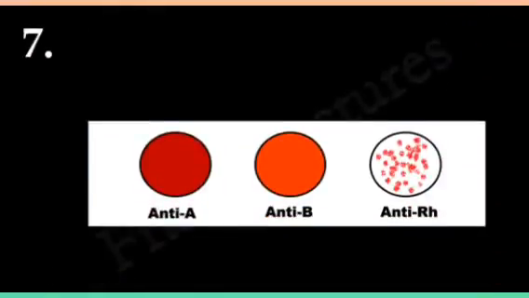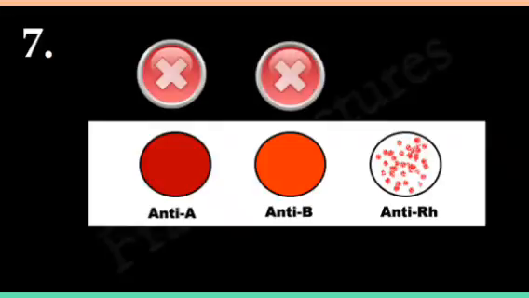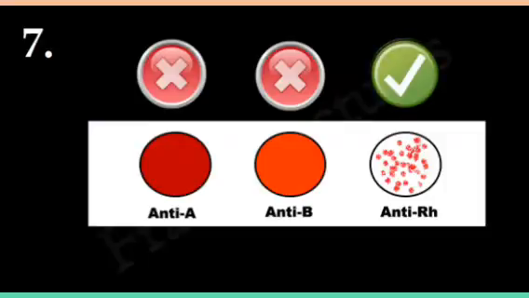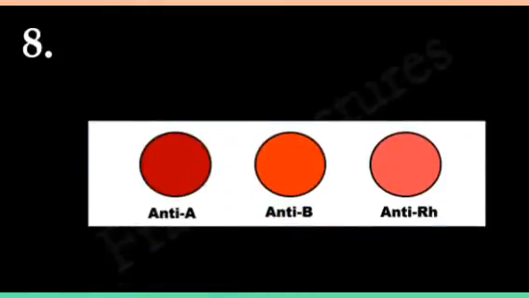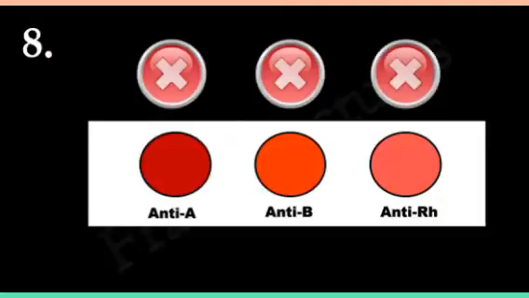Here, no agglutination is observed in the anti-A and anti-B circles, therefore both A and B antigens are absent. Agglutination in the anti-Rh circle indicates presence of Rh antigen. Therefore, blood group is O positive. Here, agglutination is absent in all the circles. This means all three antigens are absent on the RBCs. Therefore, blood group will be O negative.